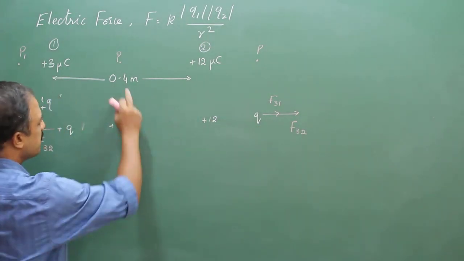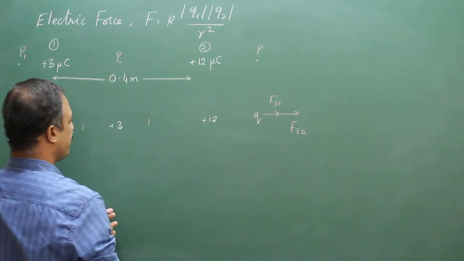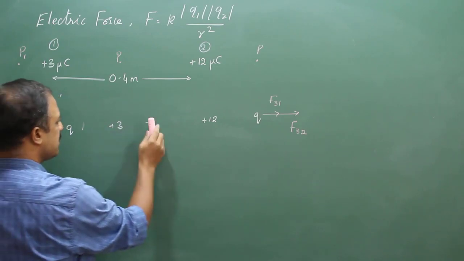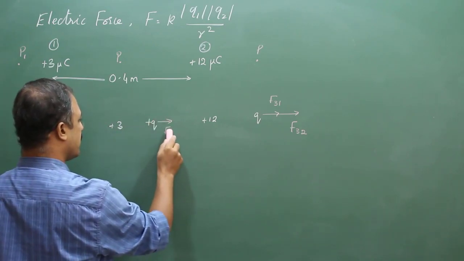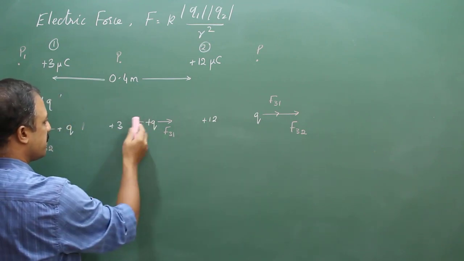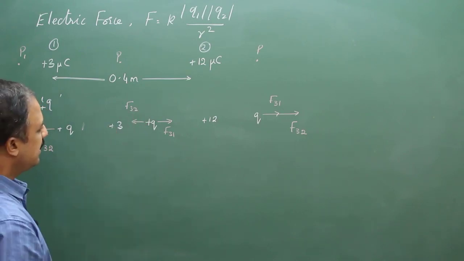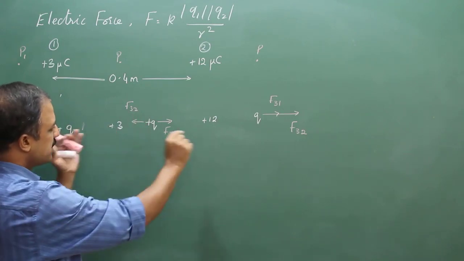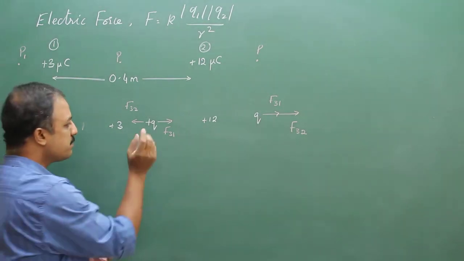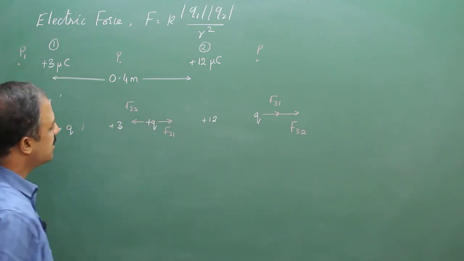Now the third possibility is putting the charge in between these two, so somewhere here. When I place this charge somewhere here, this plus 3 will exert a repulsive force, we will call it F31, and this plus 12 will also exert a repulsive force, you call it F32. Now you can see that the idea of two forces acting on the same body in opposite directions can cancel out each other. So there is a possibility that somewhere in between these two charges, this charge can experience a zero force.